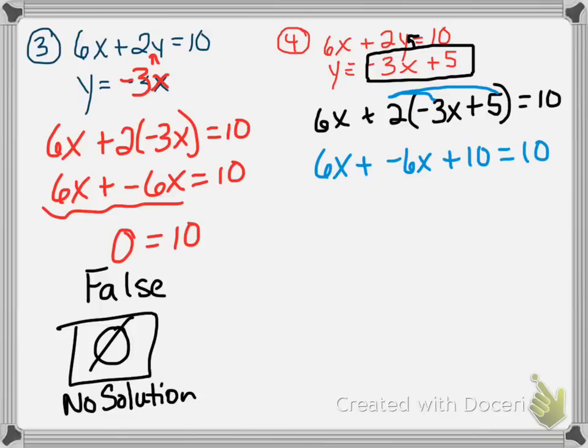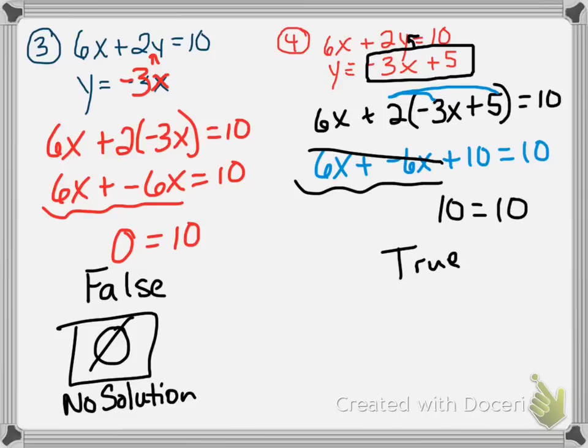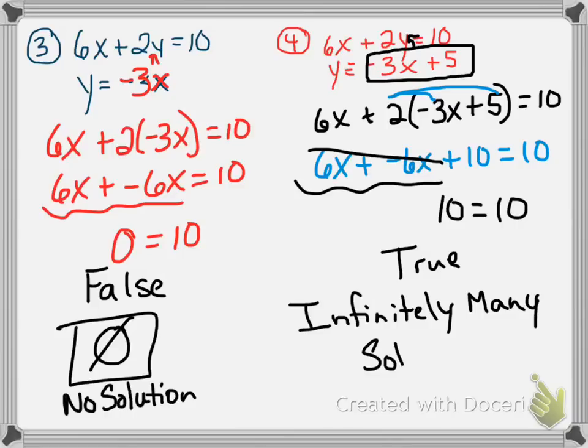Alright, so then we're going to combine like terms. And those are going to cancel out because that's 0x, so then 10 equals 10. And this time, this gives us a true statement. And anytime it's true, it's going to be infinitely many solutions.